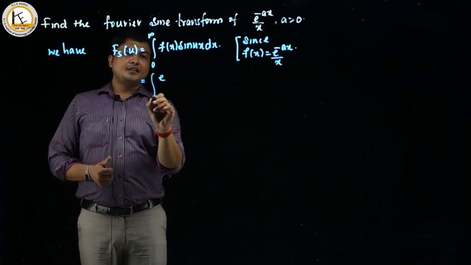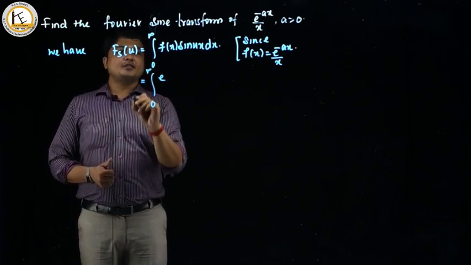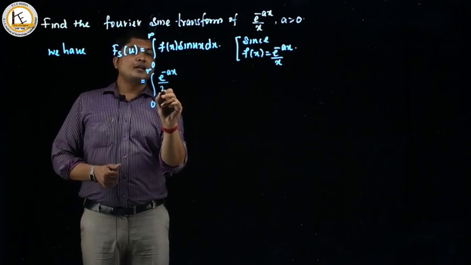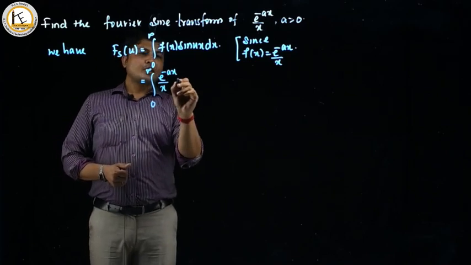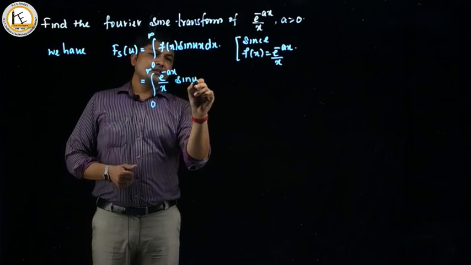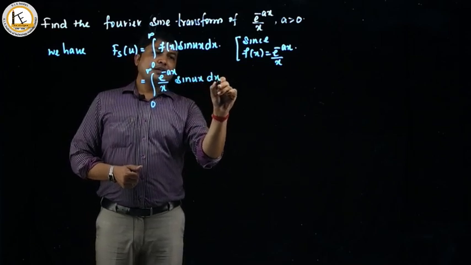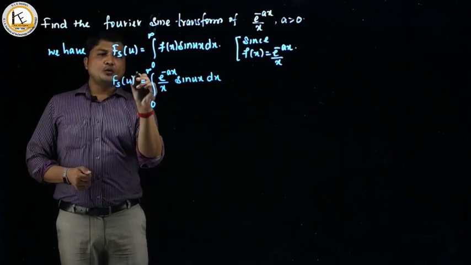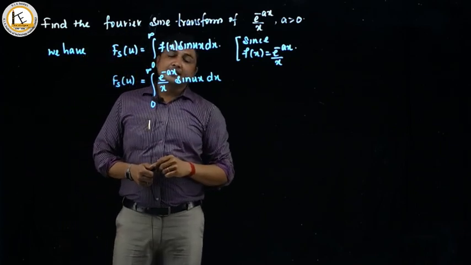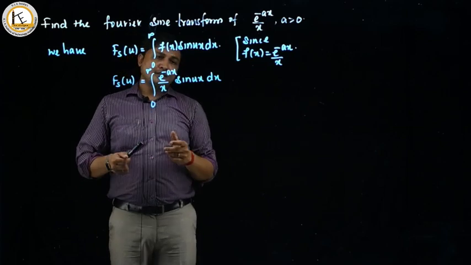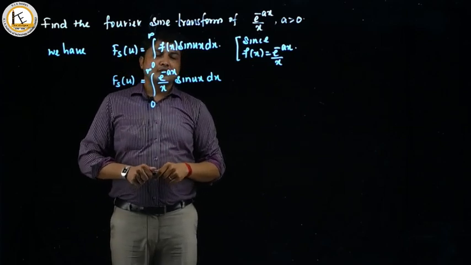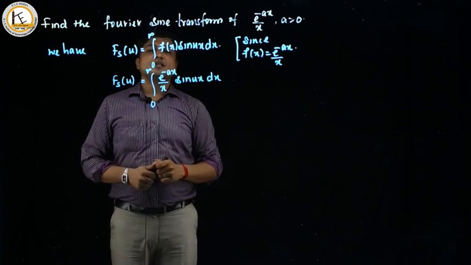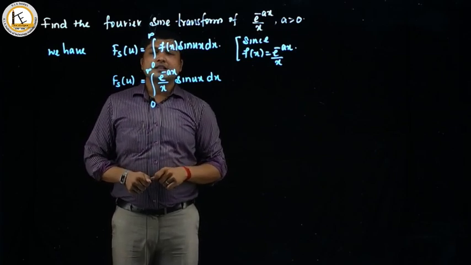So it is the integral from 0 to infinity of e raised to minus ax divided by x times sin ux with respect to x, and this is nothing but Fs of u here. Since this integral is not in the standard form, we need to reduce it into the standard form by using the Leibniz rule.